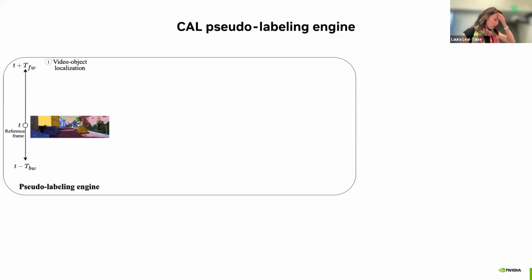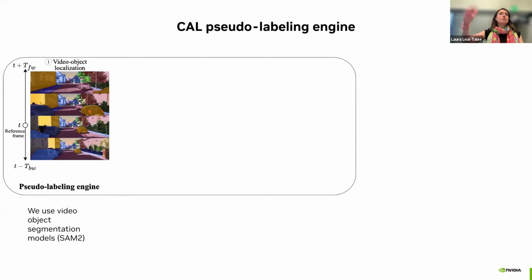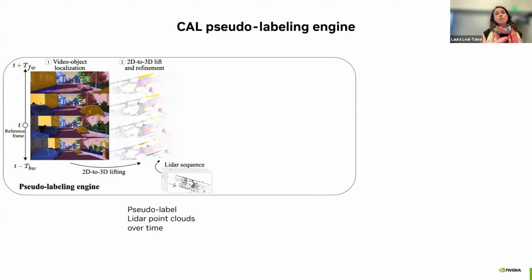So how do we go about this? So as I said, the input is a single LiDAR scan, right? But in order to obtain nice completed shapes, we need to see the object from multiple views, which means that our pseudo labels cannot really act on this one timestamp, but they really need to look at the full video, right? They really need to get as many views of the object as possible. So the pseudo label engine works on video object localization. So in this case, we basically extend from using SAM to SAM2. Then we do the same 2D to 3D lift and refinement. So we obtain the pseudo label for the LiDAR point clouds over time.